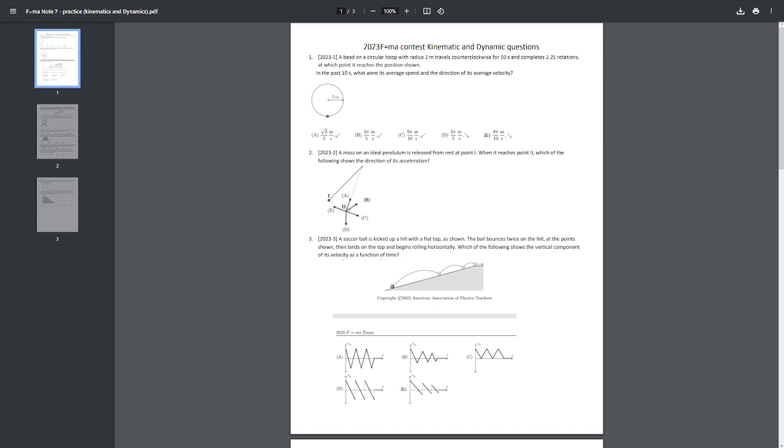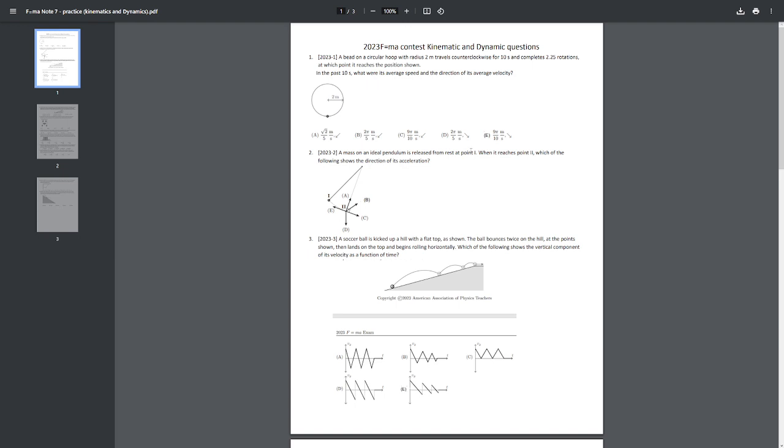This is the second question. A mass on an ideal pendulum is released from rest at point 1. When it reaches point 2, which of the following shows the direction of its acceleration? And it gives us a few little arrows, which is kind of nice.